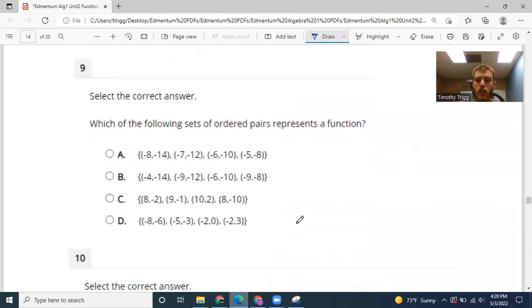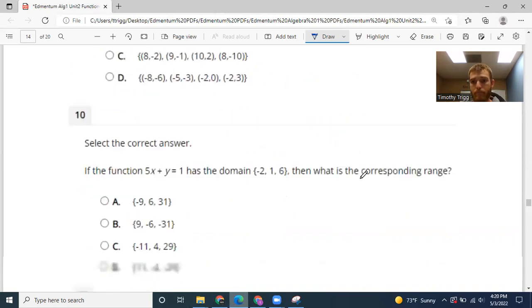All right, which of these are a function? Now remember, it's not a function if the X value is repeating. So for example, B is not a function because you see this -9 repeats. Okay.